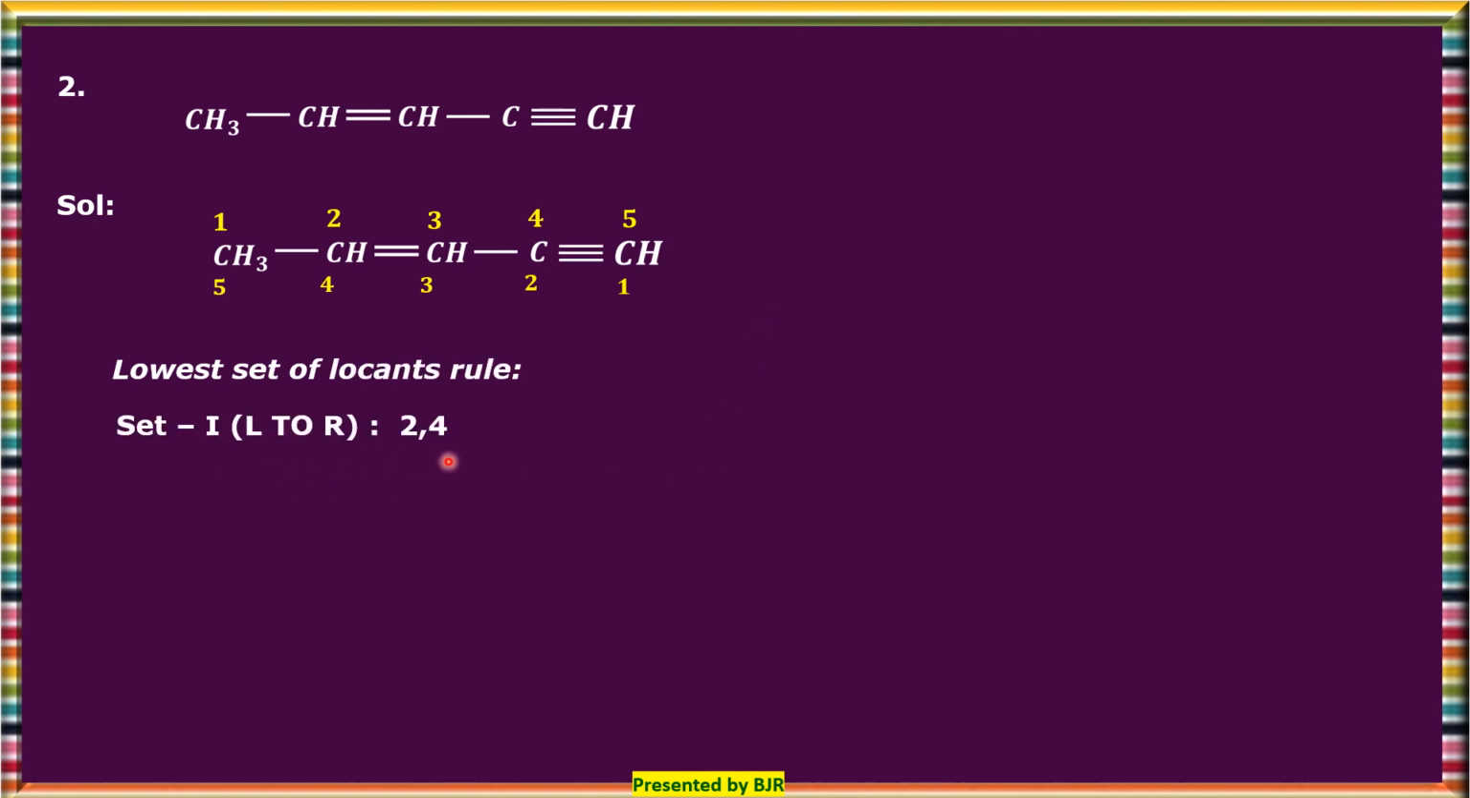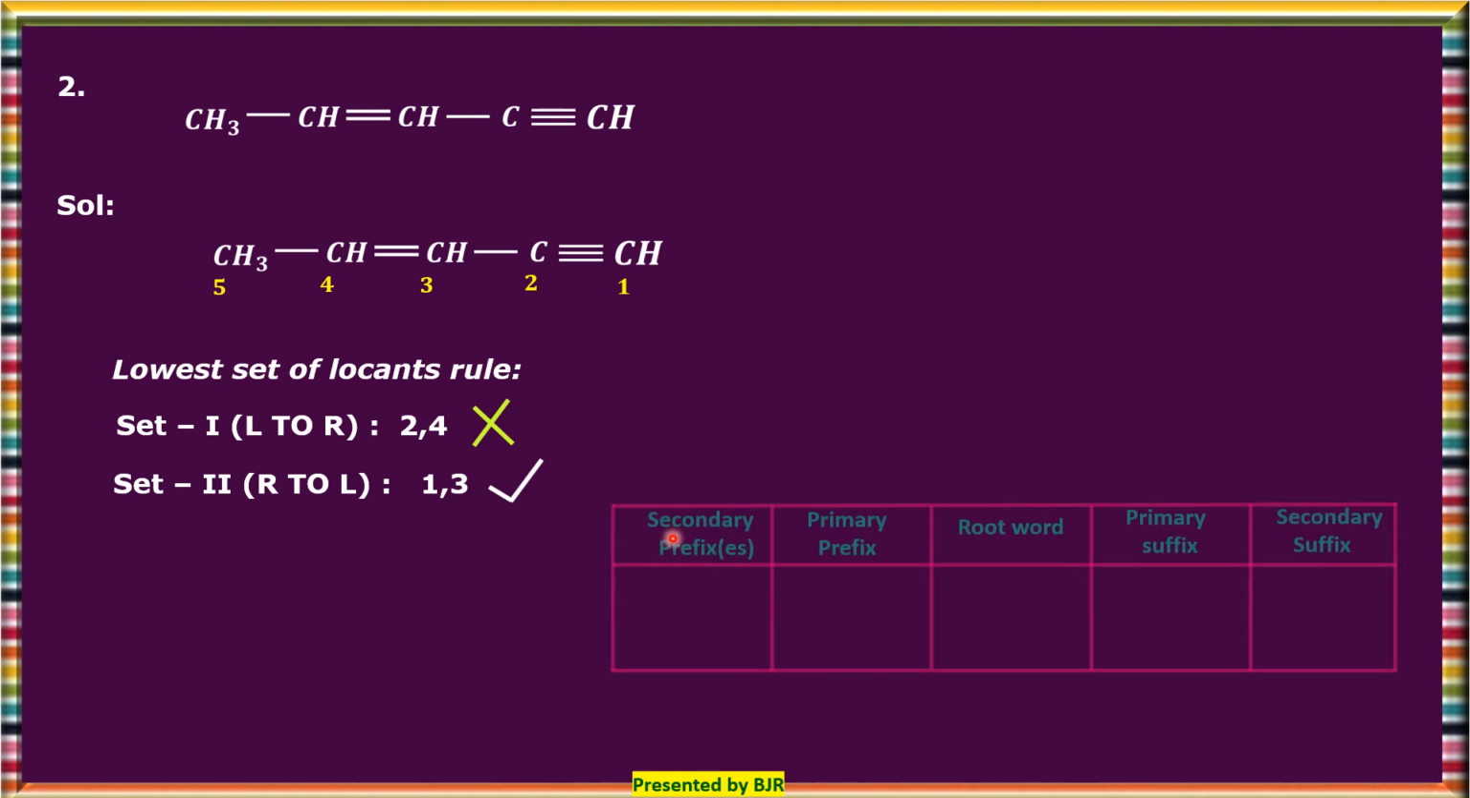Set 1 locants are 2, 4. Set 2 locants are 1, 3. So we have to compare these two sets of locants term by term. So at the first point of difference, 1 is less than 2. Then you need not compare the remaining terms. So numbering from right to left is the correct one, whereas from left to right is the wrong numbering. So this one is the wrong one, this is the right one.